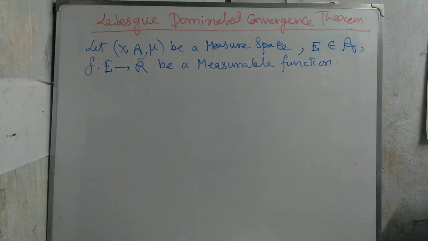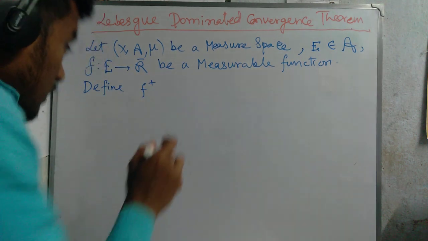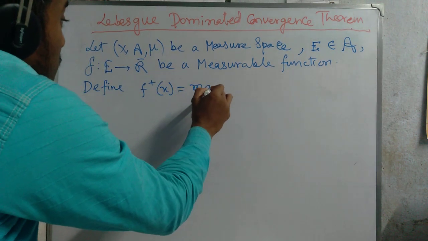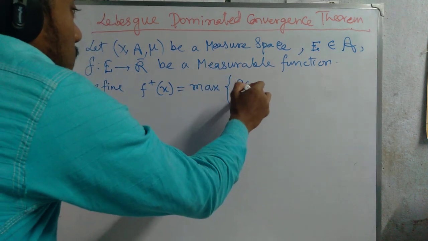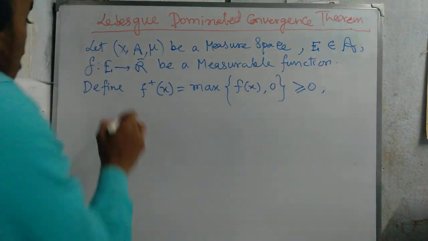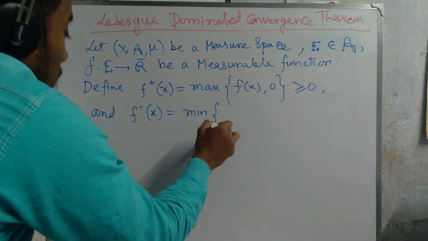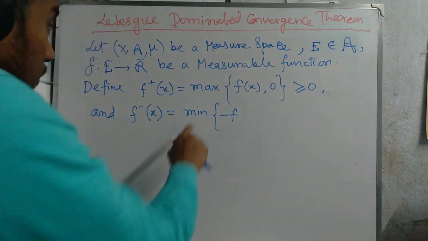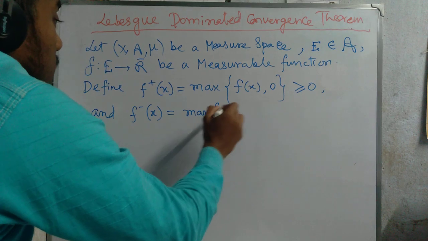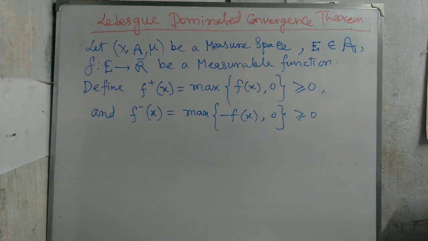Now define f plus of x equal to the maximum of f(x) and 0, which is greater than or equal to 0, and f minus of x equal to the maximum of minus f(x) and 0. This one is obviously greater than or equal to 0. We define these two, f plus and f minus.